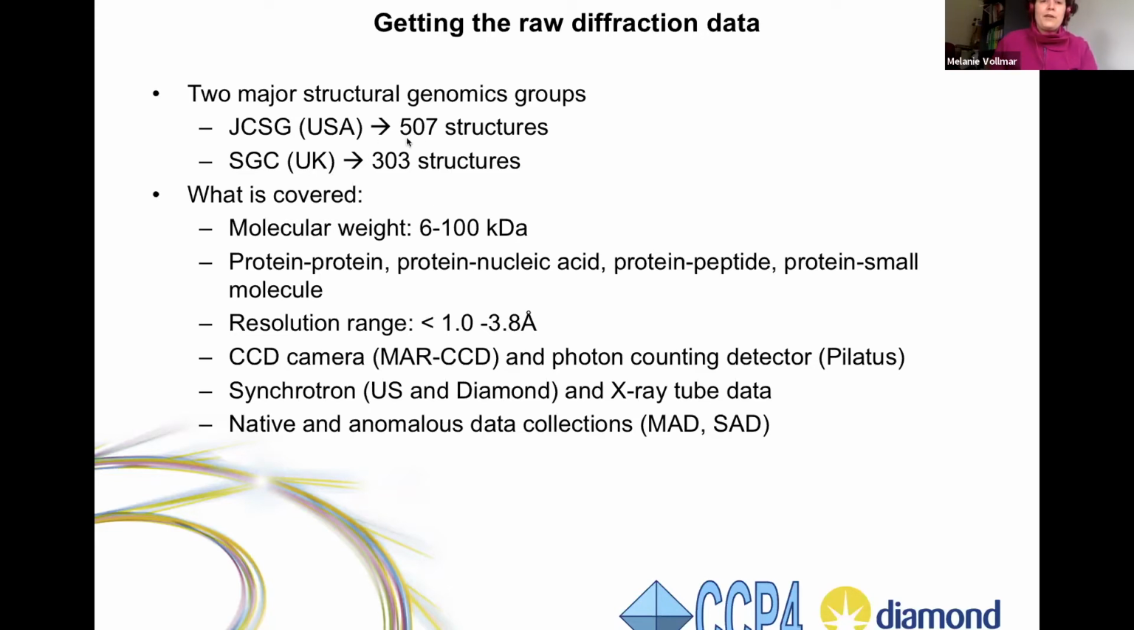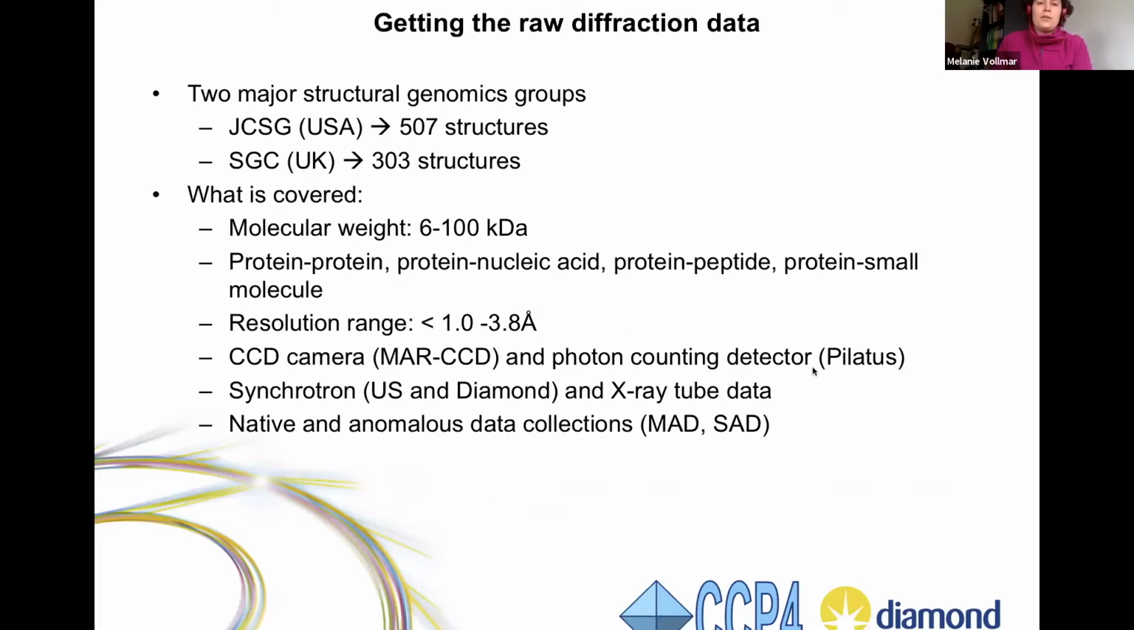They gave me a total of 810 structures where I got the publicly available diffraction data in order to work on the project. The data is from proteins ranging between 6 and 100 kilodaltons. It could be single chain or in combination with other proteins, nucleic acids, peptides, small molecules. So there are several forms of complexes. The data has resolution, so details that can be seen in the structure, anywhere between an angstrom or better than an angstrom and 3.8 angstrom. So there's quite a range.